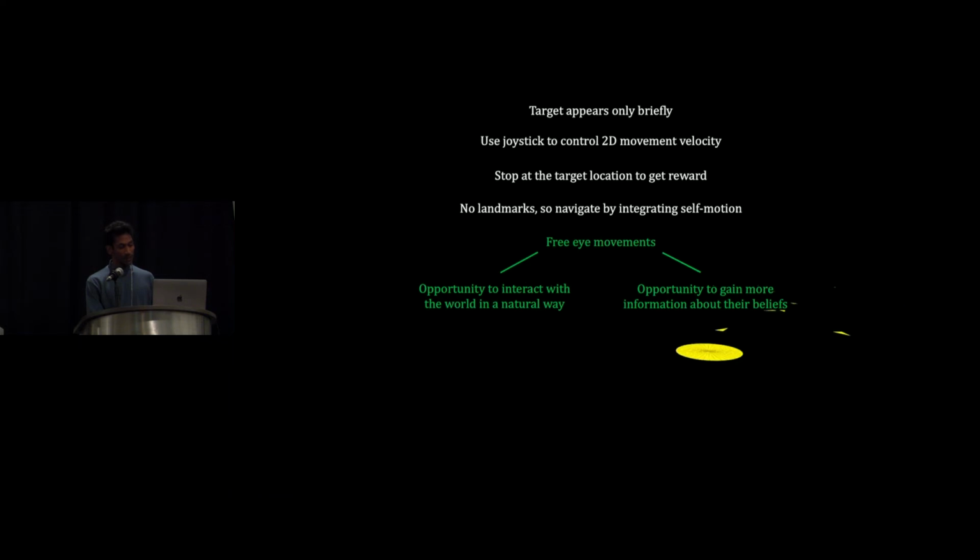And to keep things as natural as possible, we allow them to freely move their eyes while they perform this task, which has two benefits. From the animal's point of view, monkeys and humans get an opportunity to interact with the world in a natural way. And from a scientific point of view, we get an opportunity to gain more information about what the animal is thinking, because eyes are a window into the cognition, as they say.